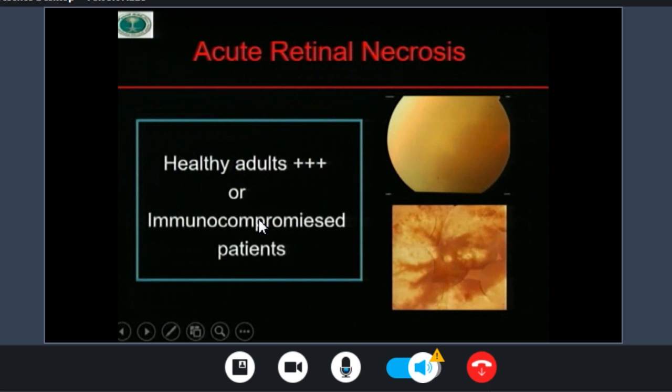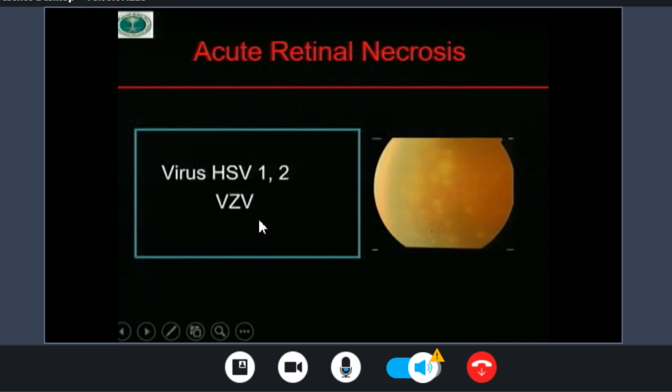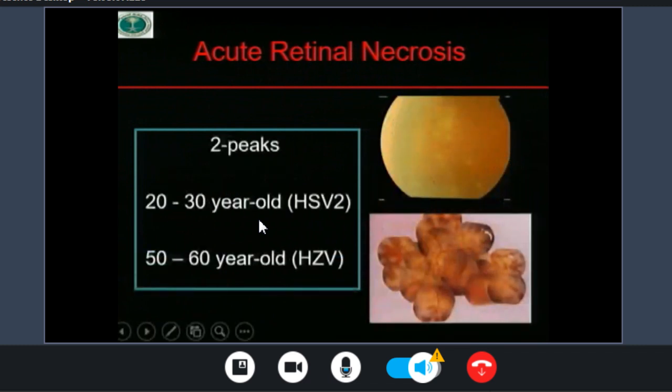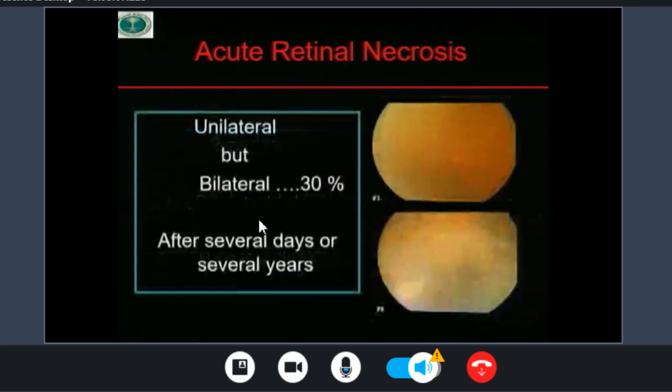Acute retinal necrosis usually affects healthy adults or sometimes immunocompromised patients, but most likely this patient is usually medically free, and they come with acute, mostly either blurry vision or loss of vision. Usually caused by herpes simplex virus 1 and 2 or varicella zoster in older ages. We have two peaks: at the younger age, 20 to 30, and the second at 50 to 60. In the younger patient it is usually related to herpes simplex virus 2, or herpes zoster in older ages.